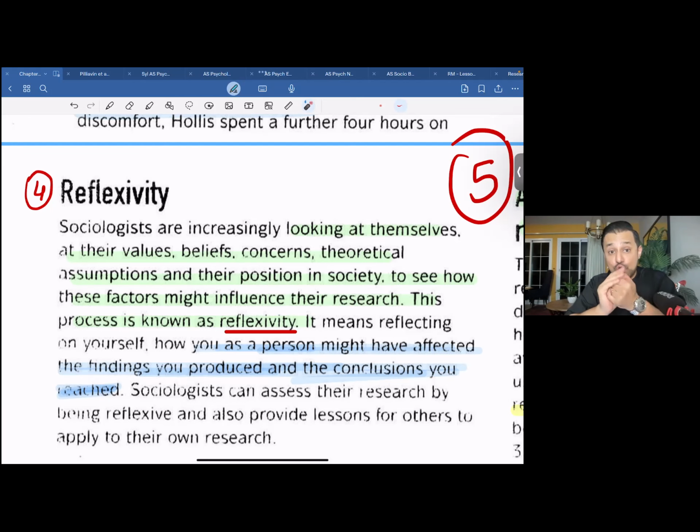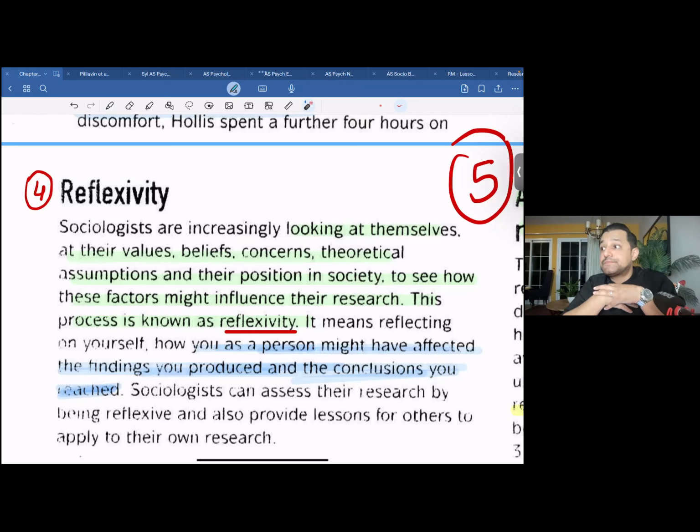Reflexivity, or in other words, sociologists looking back at themselves, right? While conducting research or after conducting research, a sociologist looks back at himself or herself, at their own values, their own beliefs, their own concerns, their own theoretical assumptions and their positions within a society, and then sees how these factors might have affected their research, right?